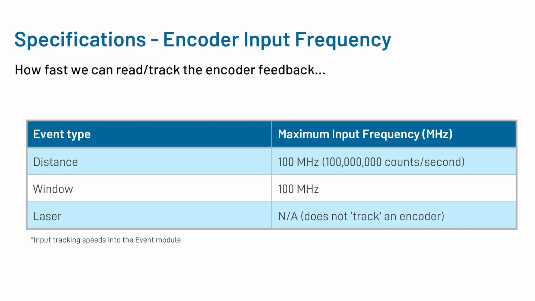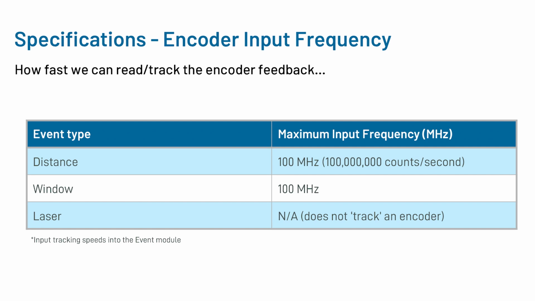Next on our list, we have the tracking limitations of PSO. Each event module has a limitation on how quickly it is actually able to track those internal counters and the encoder signal itself. For all but the laser event type, this limitation is 100 MHz, or 100 million encoder counts per second. This is universal amongst single, dual, and triple axis PSO.